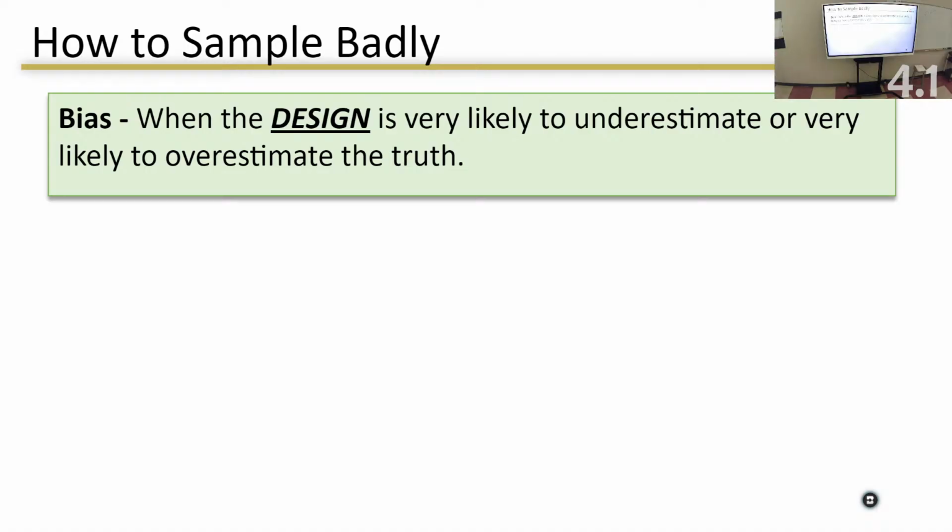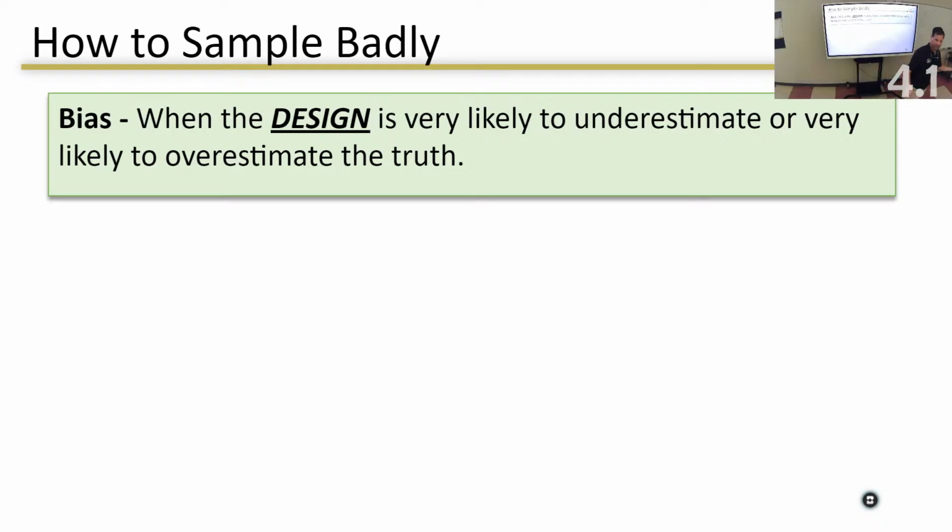We talked about that with the percentage of students that drive to school. I can't use you guys as my sample because it's likely to overestimate the truth. So the design, the way I selected who I selected, that's wrong. That's a flaw, and if it's a flaw, we've got to fix it before we can do it. You can never remove bias. You try to reduce it the best that you can.